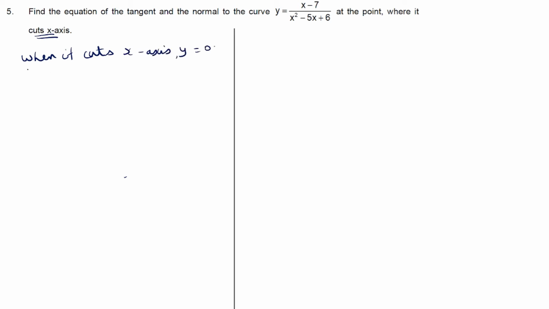Y is equal to 0. So from this we have 0 equal to this equation, x minus 7 upon x square minus 5x plus 6. So from this we get x is equal to 7. So the required point is 7, 0. Now let us find dy by dx to find the slope, we have got the point 7, 0.